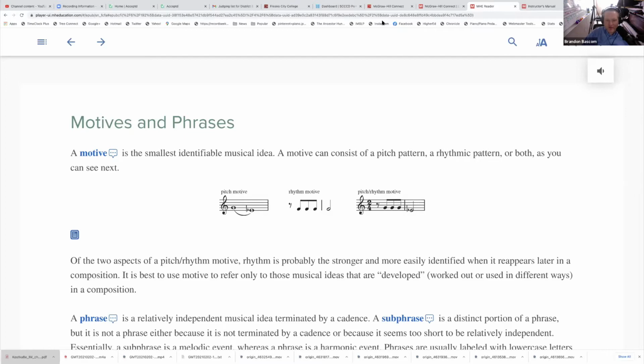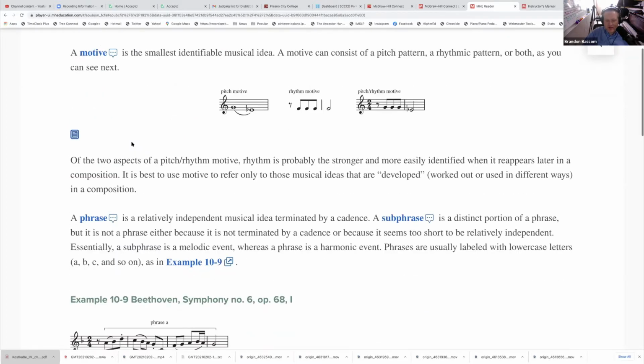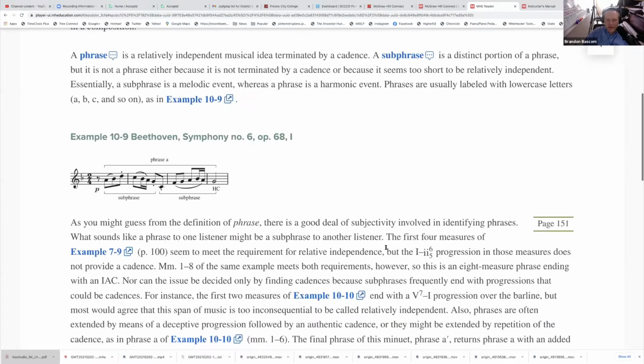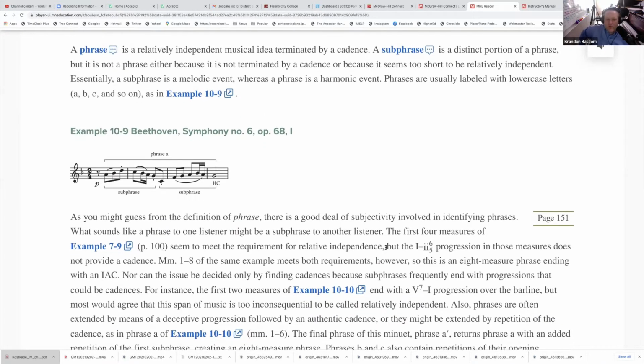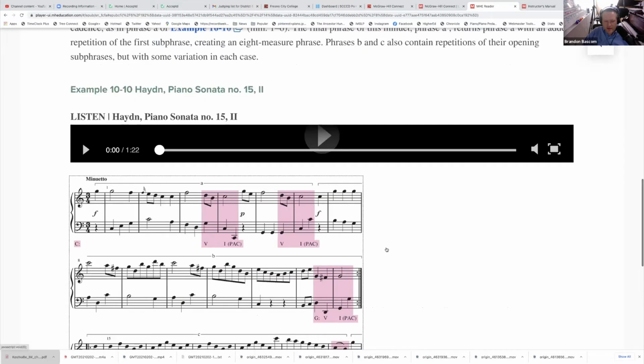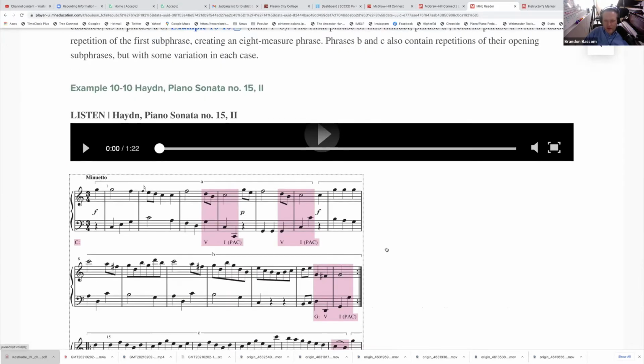And then we talked about phrases, and we talked about sub-phrases. Do you remember this? We had a conversation that it was subjective. All right. We listened to that weird Haydn example. It could have been 4 measures, but then it had that little tail on it. Remember that?